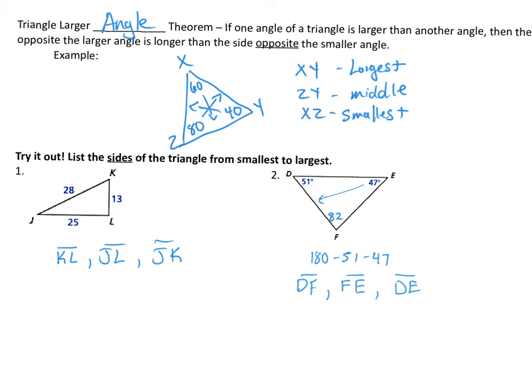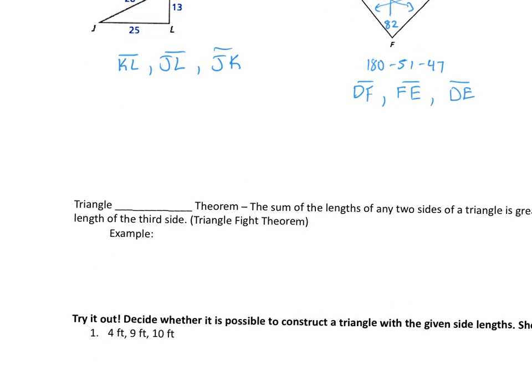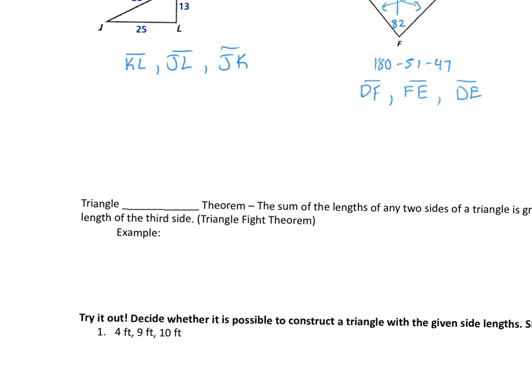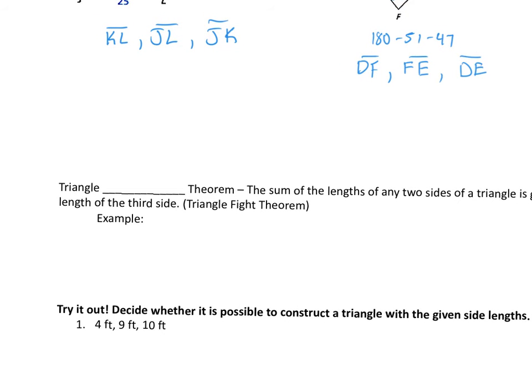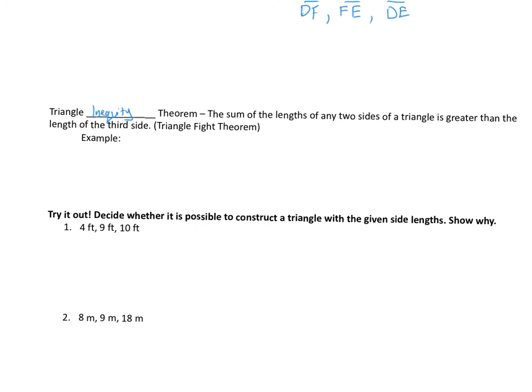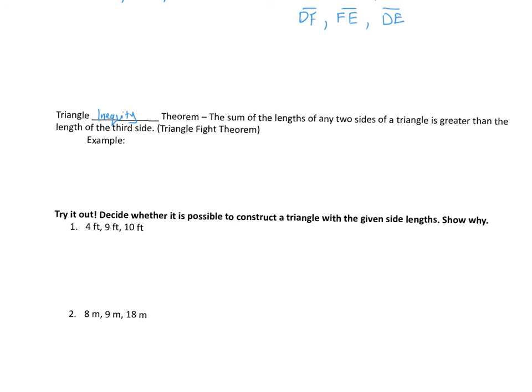That corresponds with my 82 degrees accordingly. Next, my triangle inequality theorem says that the sum of any two sides of a triangle has to be greater than the length of the third side. It cannot equal. It has to be greater.